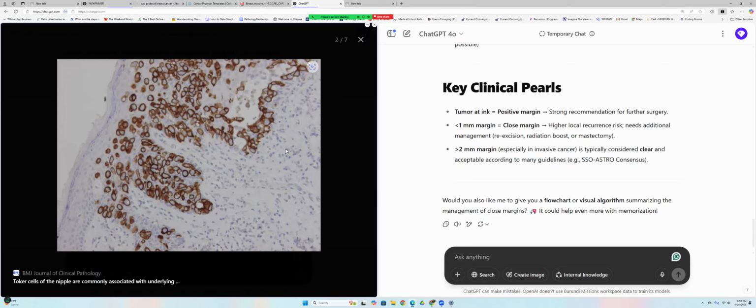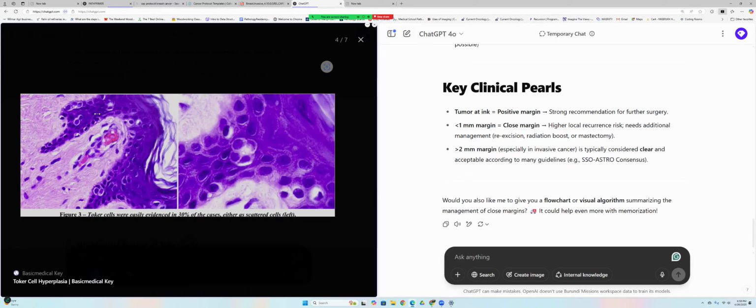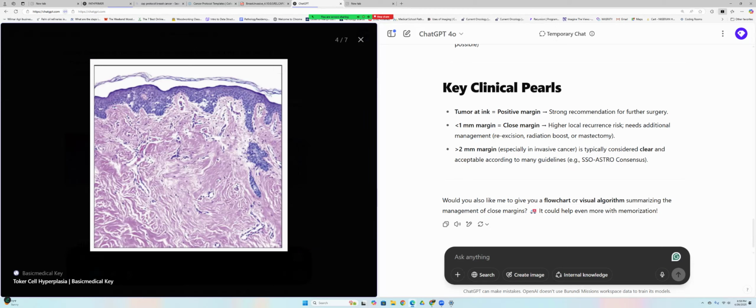But when you do IHC, what IHC will differentiate from Paget? CK7. Look at them. They are cells that almost resemble keratinocytes sometimes. You can see they have a clear white surrounding. These are Toker cells. Someone will see them and think they are Paget disease.